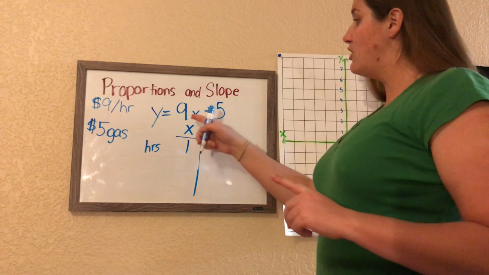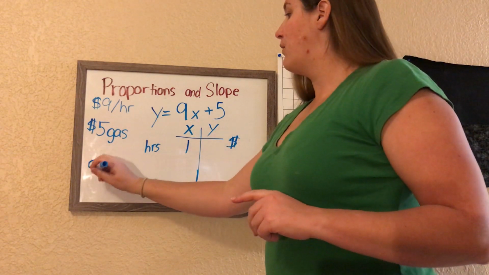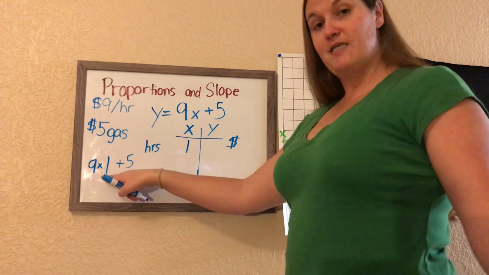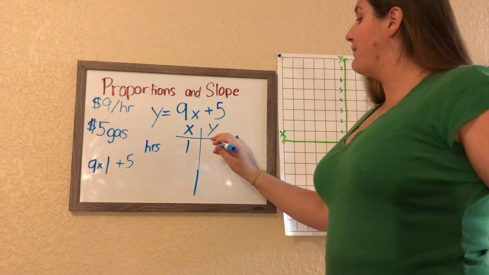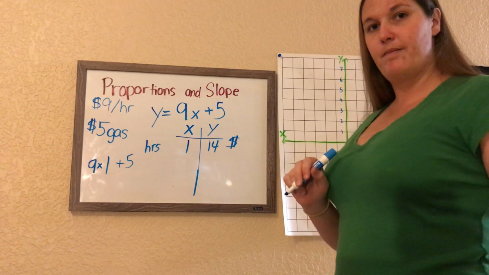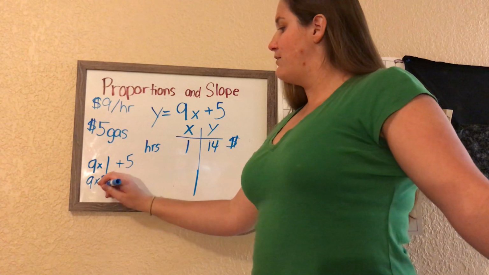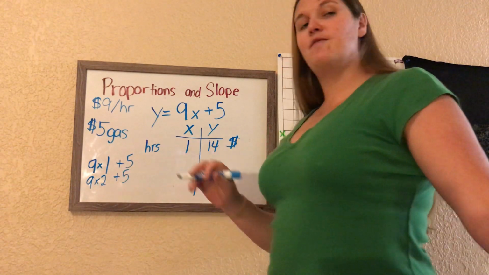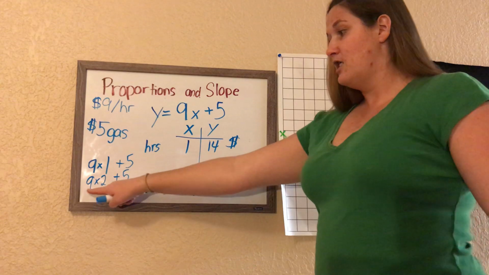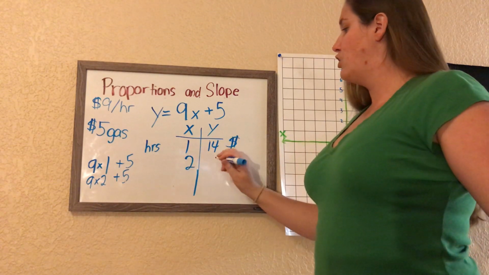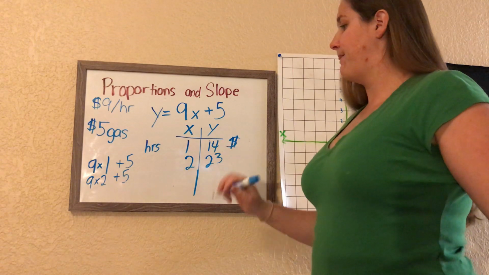So what you do now is you plug in 1 here. You'd say, what's 9 times 1 plus 5? So 9 times 1 is 9, plus 5, that means I would make $14 for being there. If I worked for 2 hours, that would be 9 times 2 hours, plus the $5 I want for gas. So 18 plus 5, now I'm making $23 to be there.